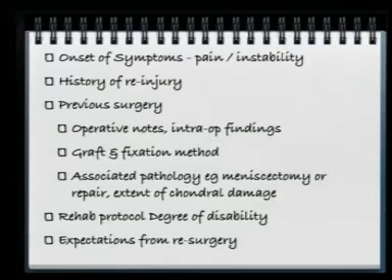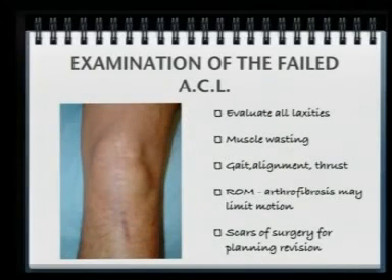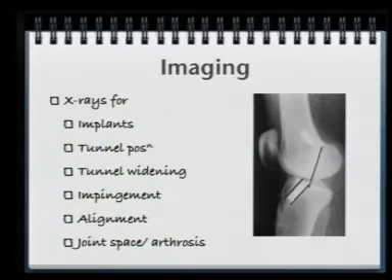It's very important to sit down and have a detailed history to find out from the operative notes of the previous surgeon whether there were any intraoperative mishaps, what were the fixation methods used, associated pathologies, whether they were repaired or resected, and rehab protocol. It's very important to tell patients that expectations from a revision ACL should be tempered. During examination, one must look at the entire extremity, look at core stability, look at the muscle wasting, gait, alignment, thrust, and range of motion.